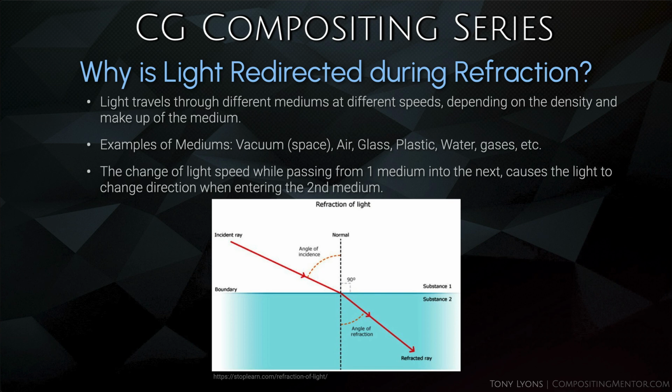Why is light redirected during refraction? It turns out light travels through different mediums at different speeds, depending on the density and makeup of that medium. Examples of mediums would be a vacuum, which is space, air, glass, plastic, water, gases, basically anything that you can see through in real life, right? So all of those things, the speed at which the light is going through is actually changing. The change of the light's speed while passing from the first medium into the next causes the light to change direction when entering into that second medium.